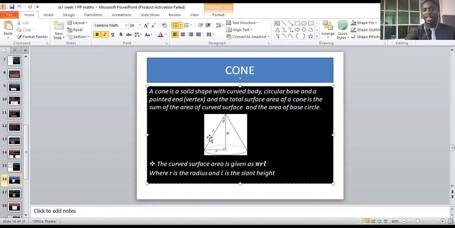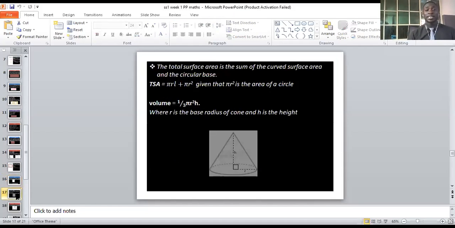H here is the height, R is the radius, but the slant height is given as L. Where R is the radius and L is the slant height. So the total surface area can be calculated by adding up all the sides of the cone. The total surface area is the sum of the curved surface area and the circular base. I already told you the circular base is pi r squared. So the total surface area is pi RL, which is the curved surface area, plus pi r squared. And you know the constant of pi is 22/7 or 3.142. And pi r squared is the area of the circle.